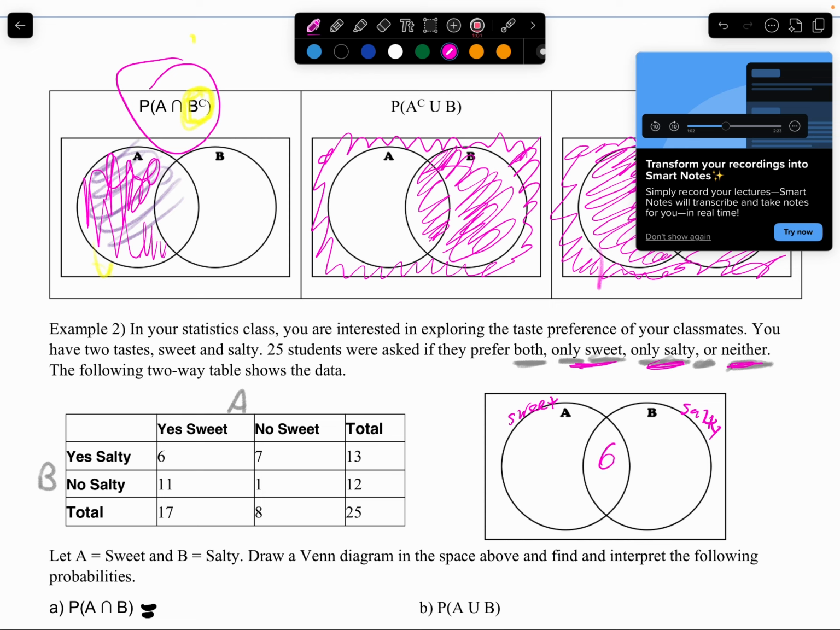Okay? And then we can think about just sweet but not salty. Sweet but not salty. So yes, sweet, no salt. And I think that's 11. The intersection of yes, sweet, and no salt is 11. Okay, that would be right here. Yes, sweet, no salt. And I'm going to undo that and say that's the 11 that we talked about.